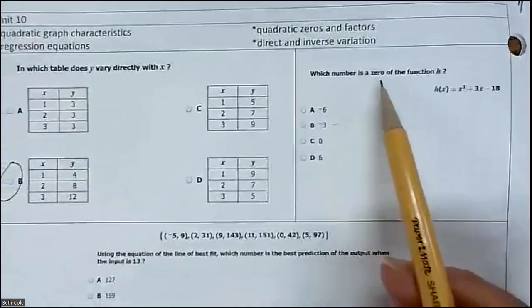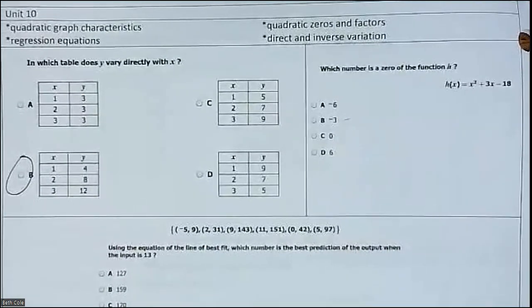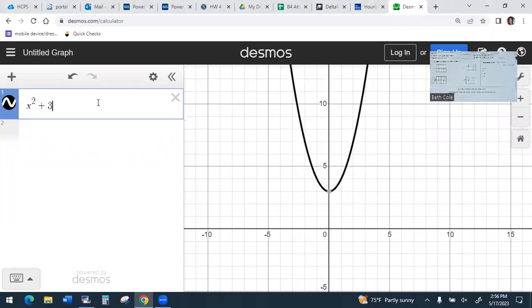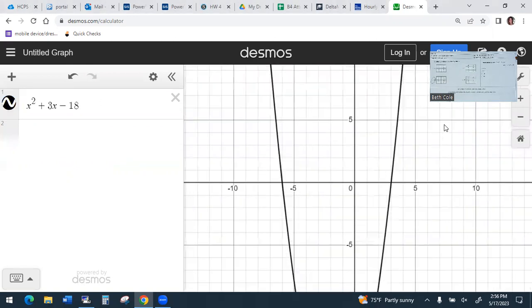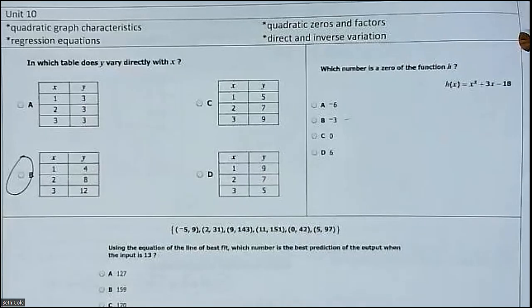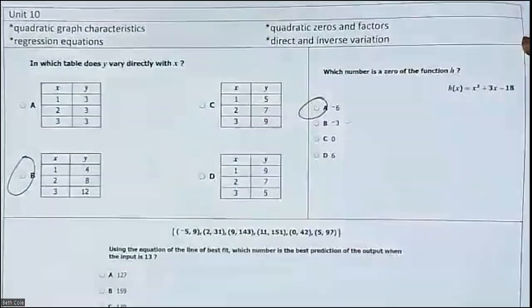All right, which number is a 0 of the function? Well, let me type the function in. All you need to know is what a 0 is. So that vocabulary word means it's where the graph touches what? Good, the x-axis. So we get -6 and +3. The calculator won't do that for you. You have to know which part to click on. And it's gonna just be one or the other. So which one? -6, good, A.